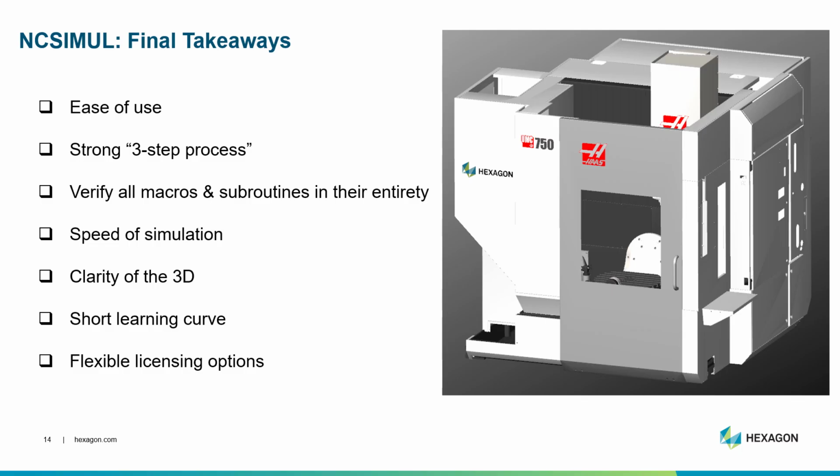So if you change that for any reason, we can automatically change it inside NC Simul with the archive file. And that way you know it's behaving exactly the same way the real one does. Speed of simulation you'll see in the demo, clarity of 3D, the same thing. And then just the last 2 points, the short learning curve. So right now we're offering training online for NC Simul to get you up to speed. And we have it blocked off into 2-hour sessions. So we'll do 3 days of 2 hours on the main functions of the software to get you comfortable with how NC Simul moves.